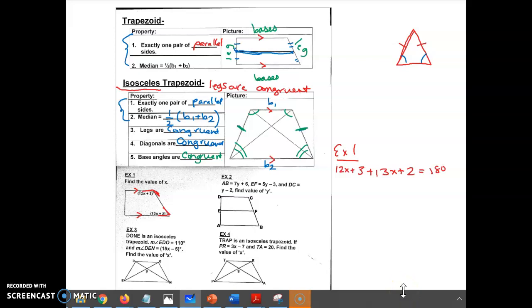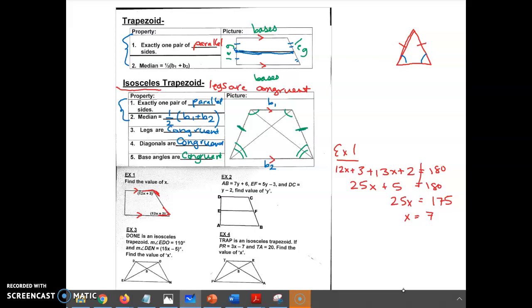All right, so when we solve this, remember we do have to combine our like terms on this side. So 12x plus 13x gives me 25x plus 5 equals 180. And so I would get 25x equals 175. So x would have to be 7. All right, and that one's done.